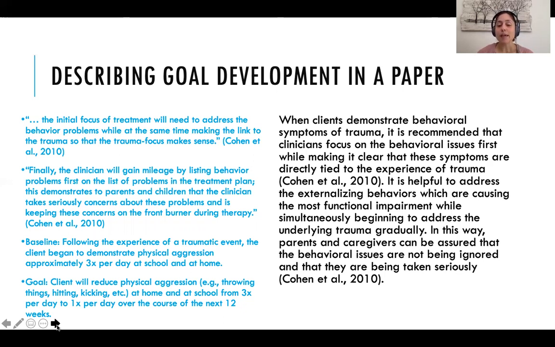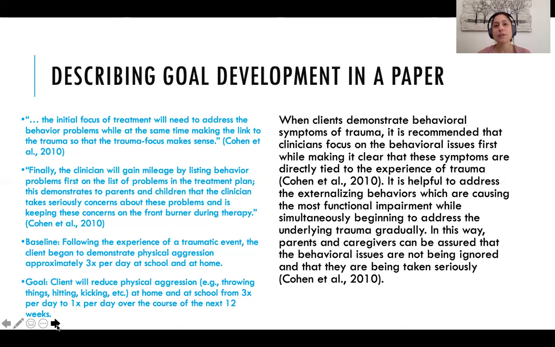When clients demonstrate behavioral symptoms of trauma, it is recommended that clinicians focus on the behavioral symptoms first, while making it clear that these symptoms are directly tied to the experience of the trauma. In-text parenthetical citation. It is helpful to address the externalizing behaviors which are causing the most functional impairment while simultaneously beginning to address the underlying trauma gradually. In this way, parents and caregivers can be assured that the behavioral issues are not being ignored and that they are being taken seriously. Okay?